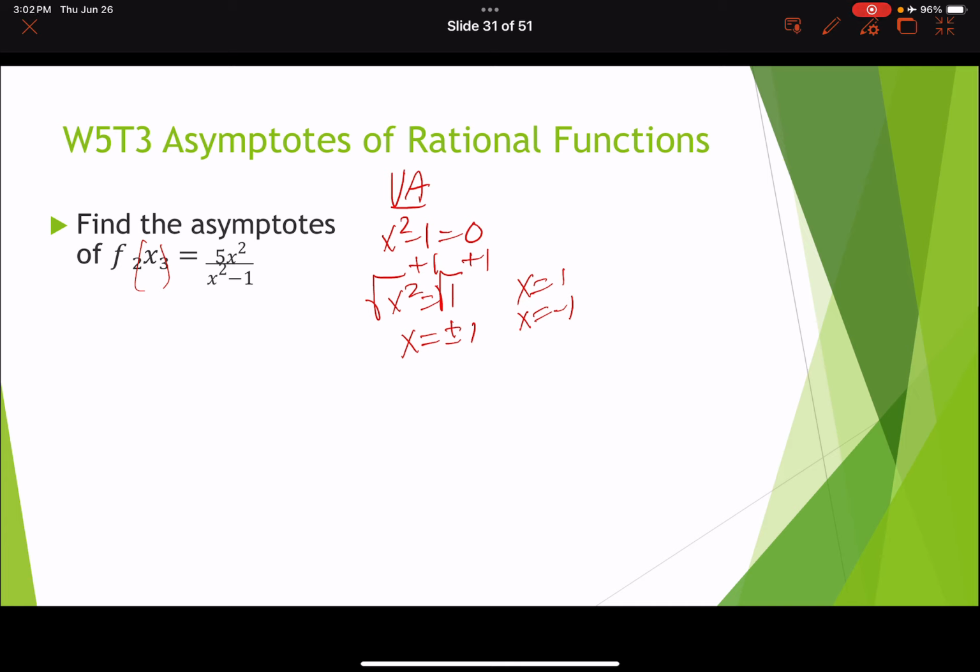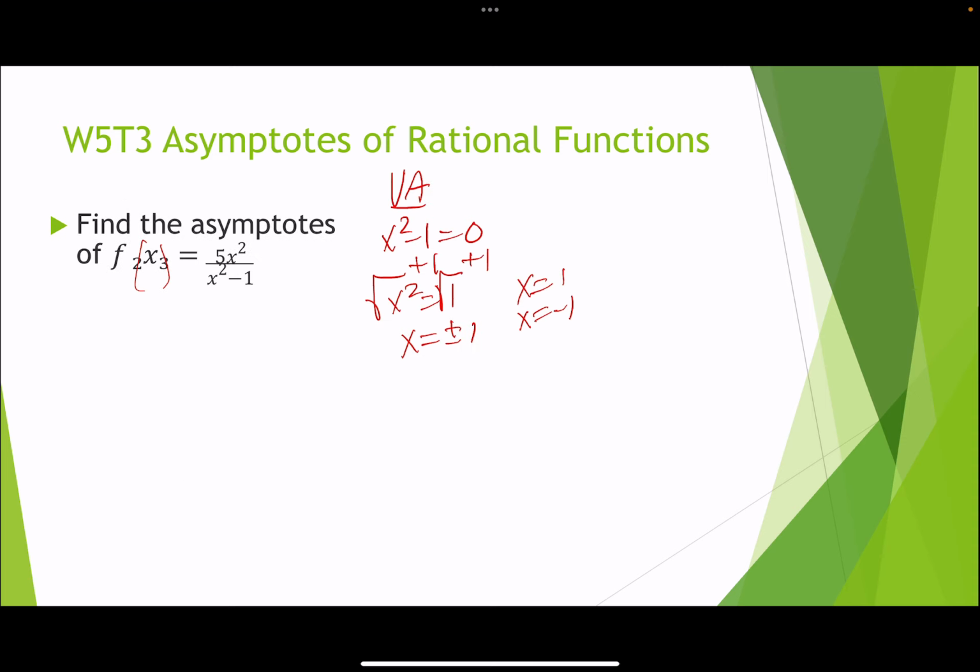Now when we do the horizontal asymptote, we look: the degree of the numerator is a 2, the degree of the denominator is a 2. And so those are the same. So that's the situation where you have n equal d, numerator equals denominator. And so you're going to use the ratio of the leading coefficients, which in this case is 5/1. So our horizontal asymptote for this one is at y equals 5.